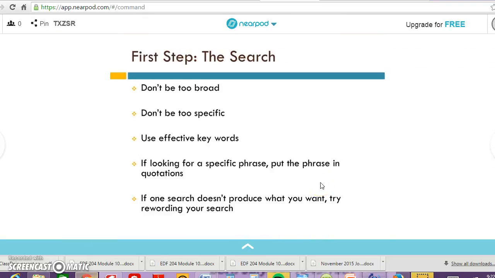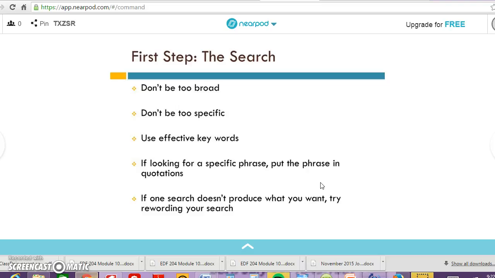The first step is the search. When you're searching for something, you can't be too broad or too specific, or nothing really good and credible is going to pop up. You have to use effective keywords. So if you're going to look up something about, let's say, Mitch McConnell's views on immigration, you're going to want to type in Mitch McConnell, immigration, not Mexican-American relations since 1955. That's not an effective use of keywords.